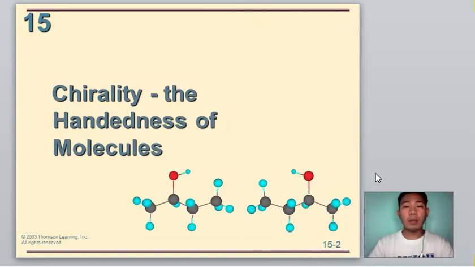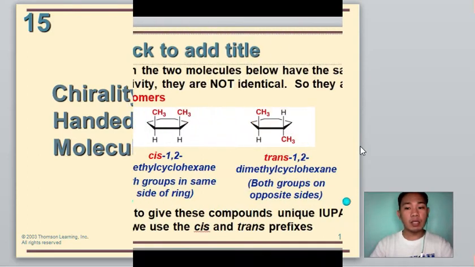The topic that I am going to discuss is chirality, the handedness of molecules. We all know already that there are two types of stereoisomers, namely the cis and the trans isomers of certain disubstituted cycloalkanes and appropriately substituted alkenes. Recall that stereoisomers have the same connectivity of their atoms but a different orientation of their atoms in space.